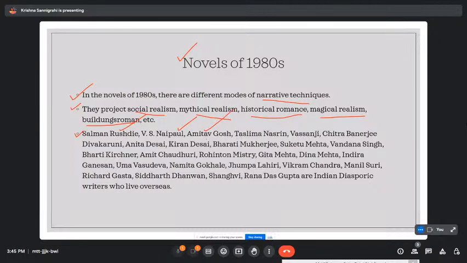Then Amitav Ghosh, Taslima Nasreen, Vassanji, Chitra Banerjee Divakaruni, Anita Desai, Kiran Desai, Bharati Mukherjee, Suketu Mehta, Vandana Singh, Bharti Kirchner, Amit Chaudhuri, Rohinton Mistry, Gita Mehta, Deena Mehta, Indira Ganesan, Uma Vasudeva, Namita Gokhale, Jhumpa Lahiri, Vikram Chandra, Manil Suri, Siddharth Dhanvant Shanghvi, Rana Dasgupta are Indian diasporic writers who live overseas and they're actually writing.